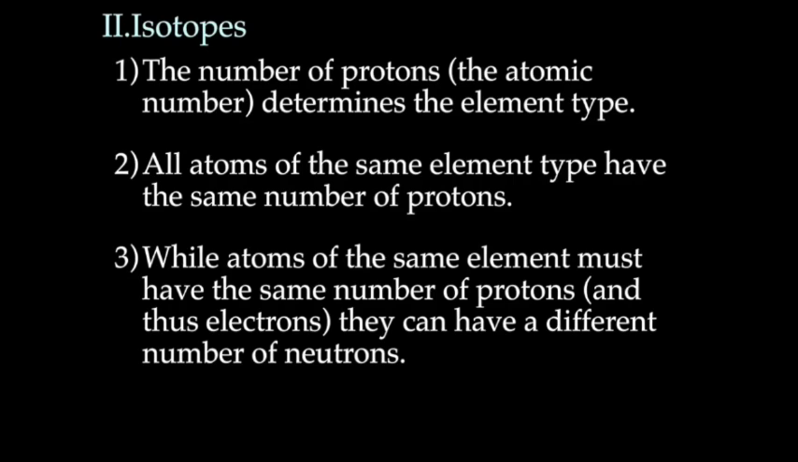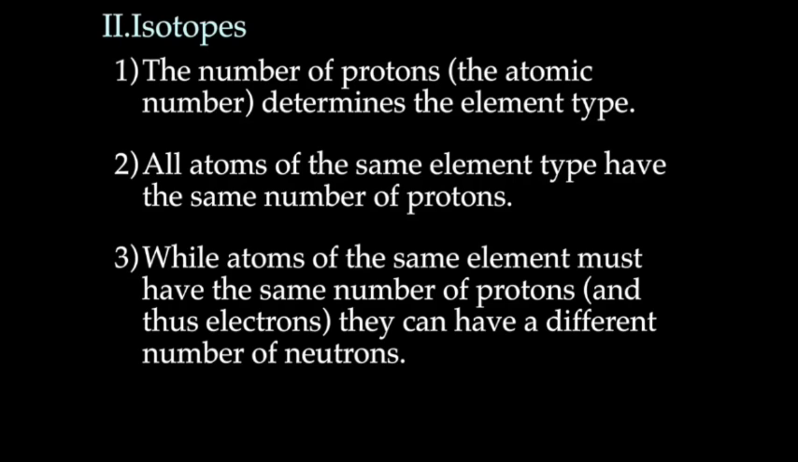All right, on to isotopes. The number of protons, which is also the atomic number, determines the element type. So all atoms of the same element type have the same number of protons. We discussed this in the last lecture. Every single carbon you meet is going to have 6 protons. Every single sodium you meet is going to have 11. Every neon you meet is going to have 10 protons.